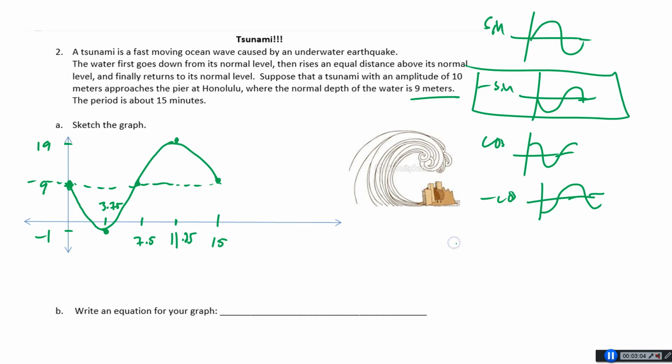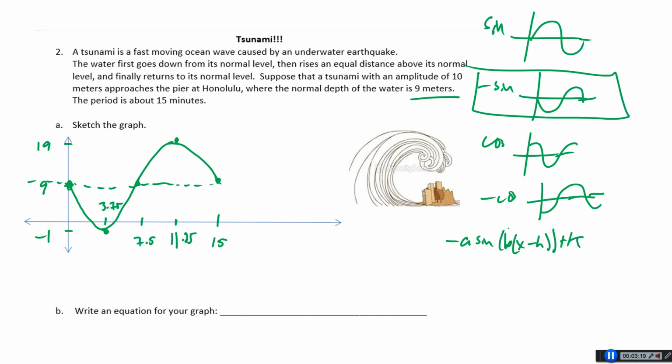So my goal here is to have negative a sine(bx minus h) plus k. Okay, so I need to find h, k, b, and a. That's basically what I have to do.